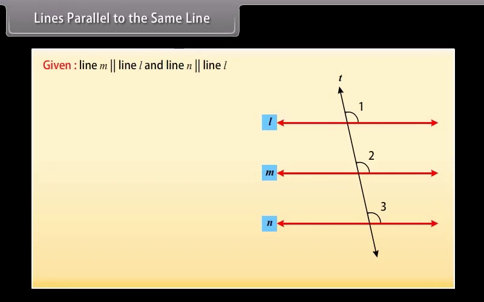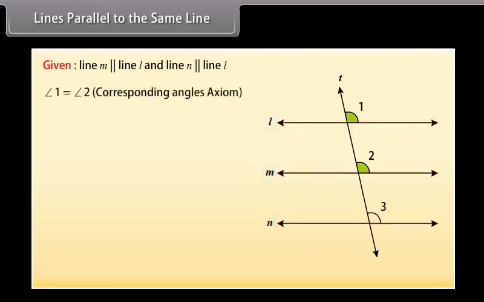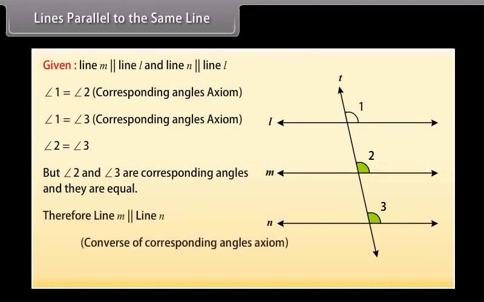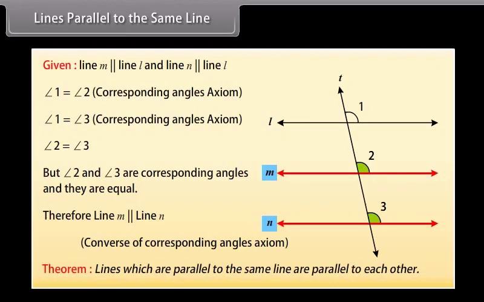Therefore, by using corresponding angles axiom, we can say that angle 1 is equal to angle 2 and angle 1 is equal to angle 3. So from these two, we can say that angle 2 is equal to angle 3. But angle 2 and angle 3 are corresponding angles and they are equal. Therefore, by using the converse of corresponding angles axiom, we can say that line M is parallel to line N. And this result can also be stated in the form of a theorem. Lines which are parallel to the same line are parallel to each other.